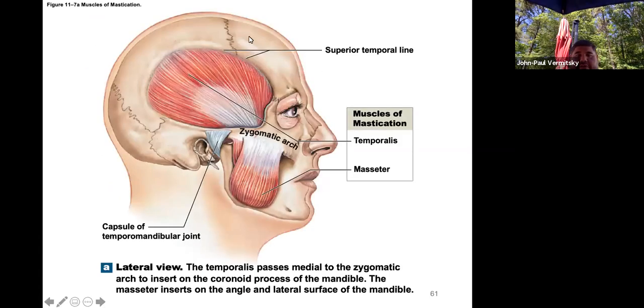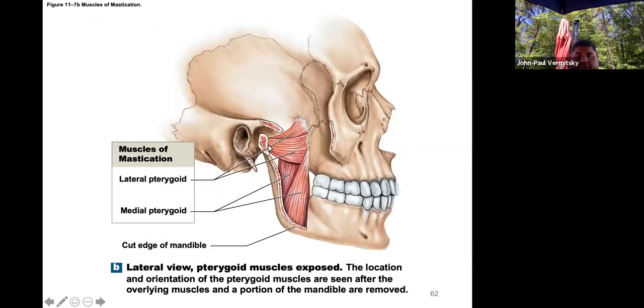So here we've removed some of the superficial muscles. We see the temporalis. Here is your masseter right here. Okay. And then you have your pterygoids on either side. And again, this allows for sort of a side-to-side movement of your jaw.